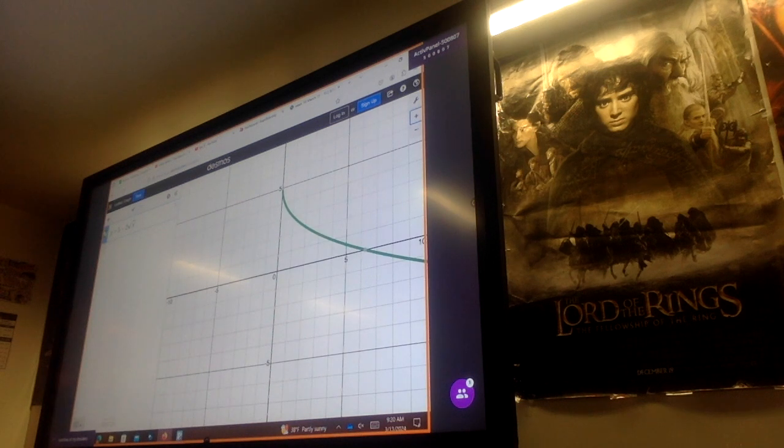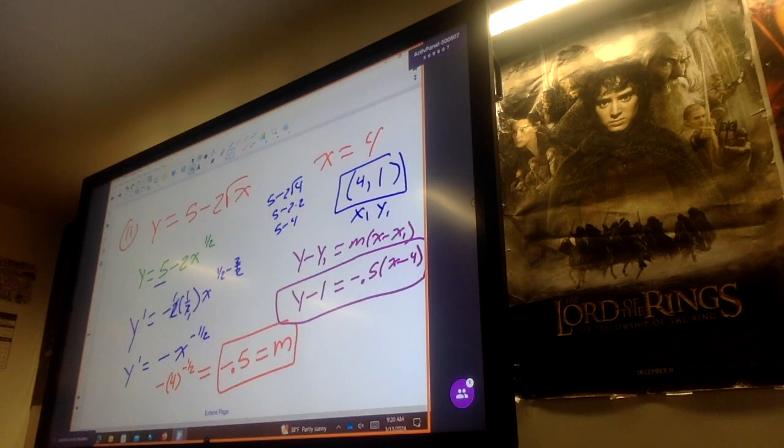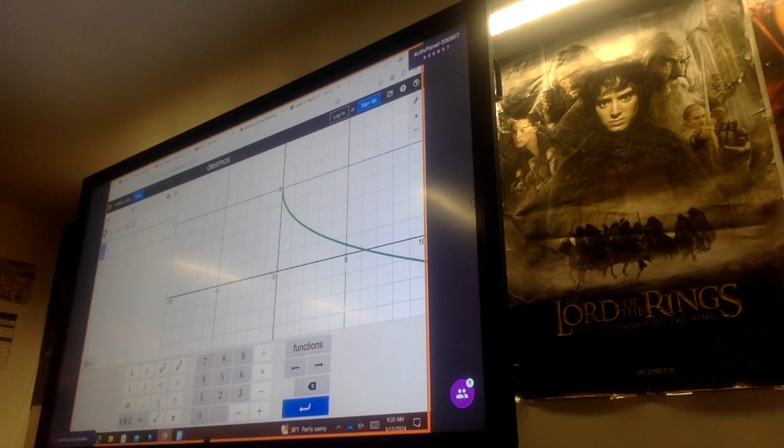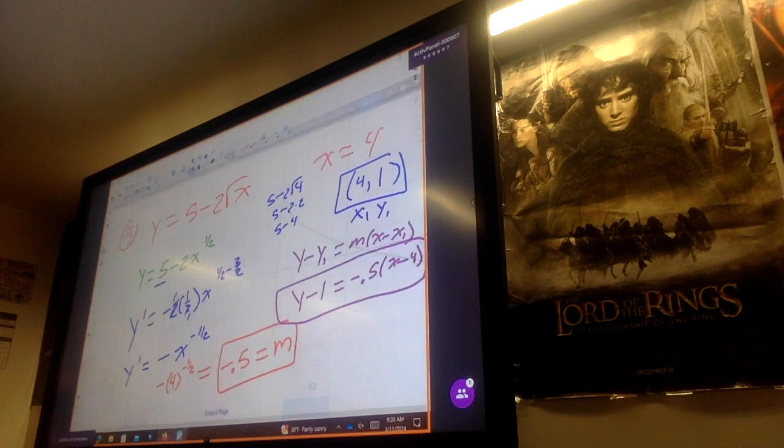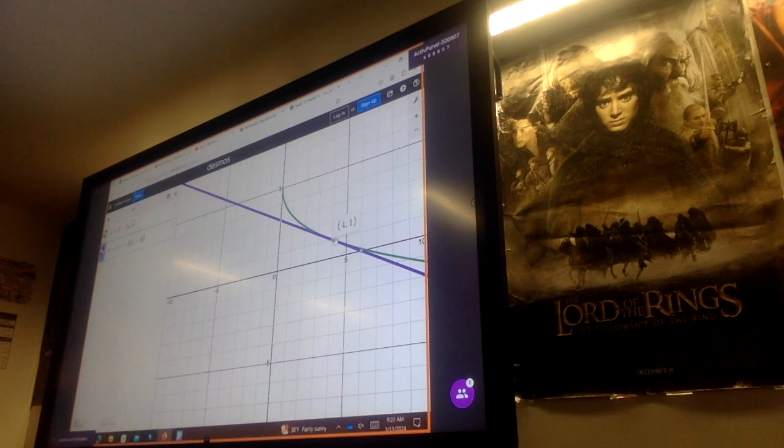So that's what it basically looks like, and then if I graph my other equation, y minus 1 equals negative 0.5 parentheses x minus 4. Okay, so here's our point 4 comma 1.